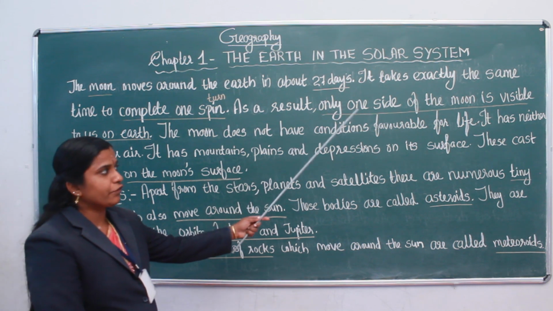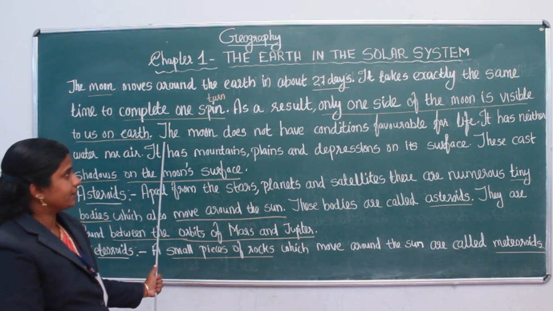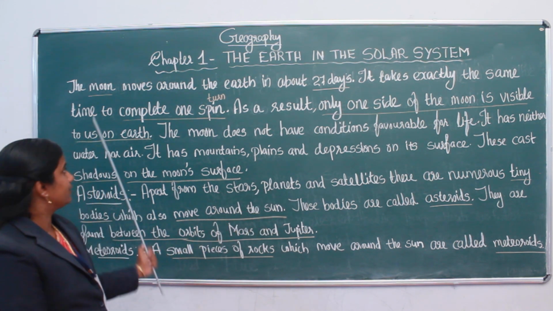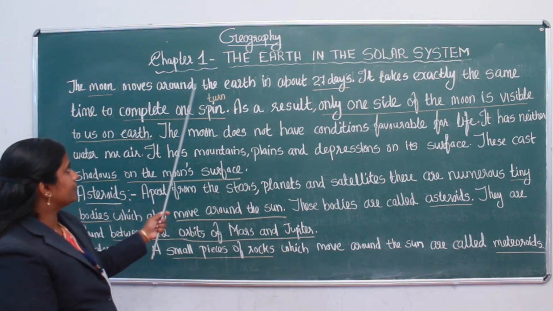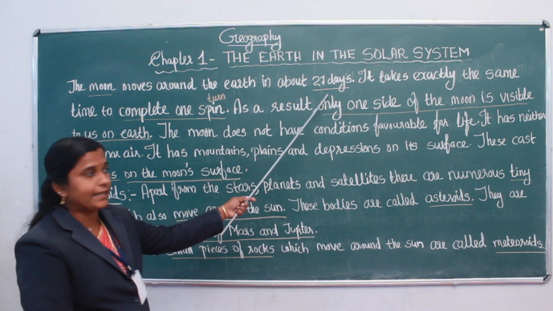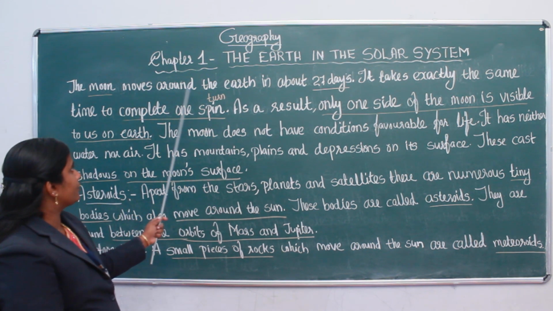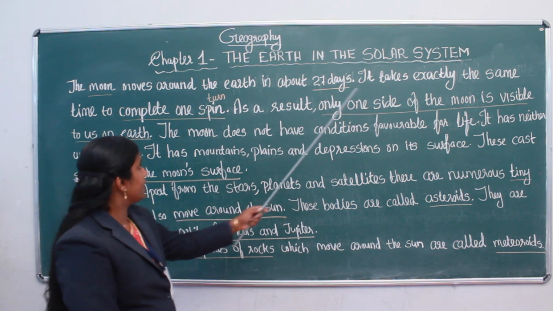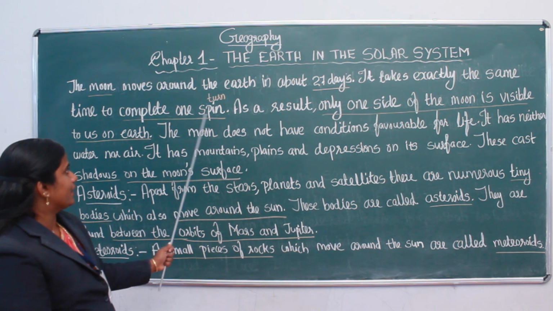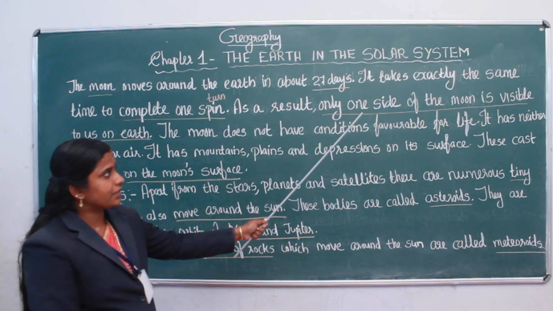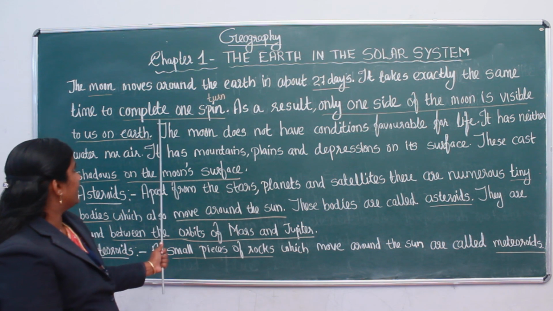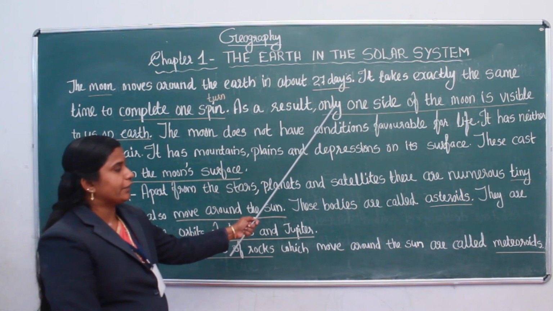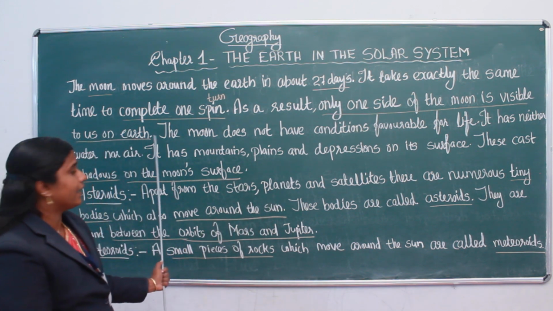Why is only one side of the moon visible to us on Earth? The moon moves around the Earth in about 27 days. It takes exactly the same time to complete one spin. Spin means rotation. As a result, only one side of the moon is visible to us on Earth.